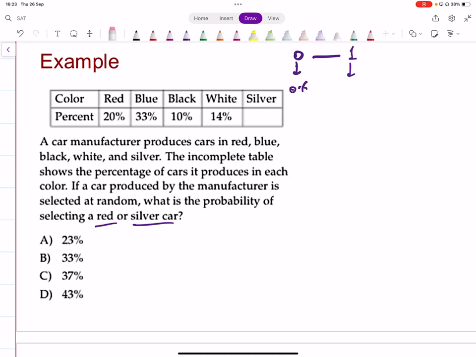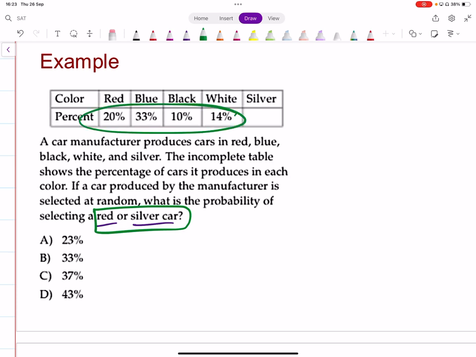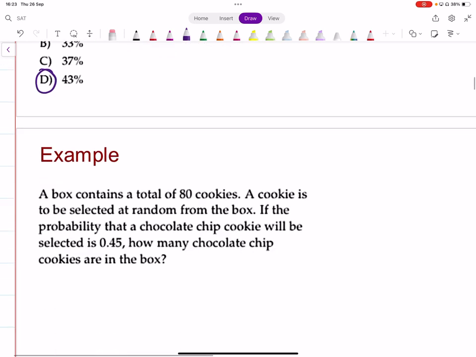Okay? Now, what's the probability of selecting a red or silver car? How do you find that? Can you complete the table first? The total percentage has to be 100%. From 100 you just subtract all of these. What do you get? 23%. Do this on a calculator. And then what's the probability of selecting a red or a silver car? You add those two numbers, 20% plus 23%, and that gives you 43%. And that's the result. Okay? All good? All right, let's move on.